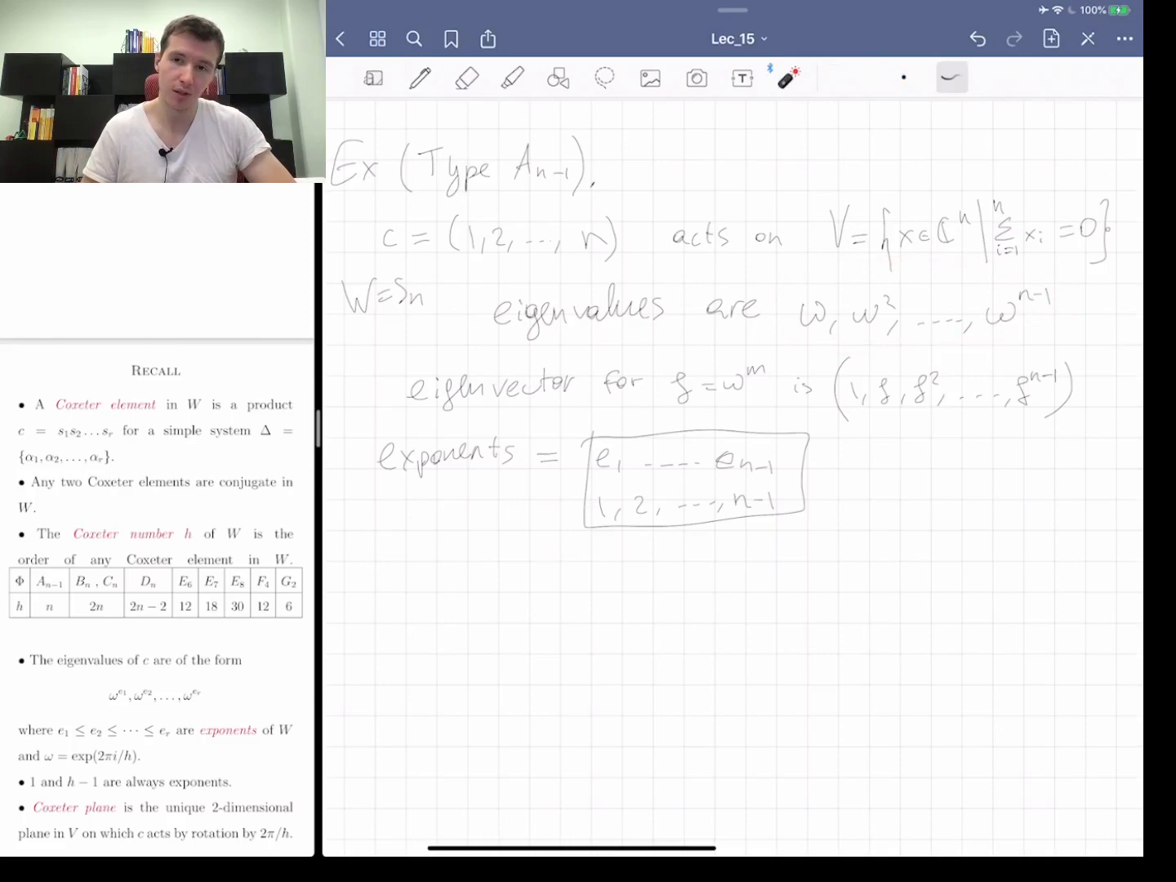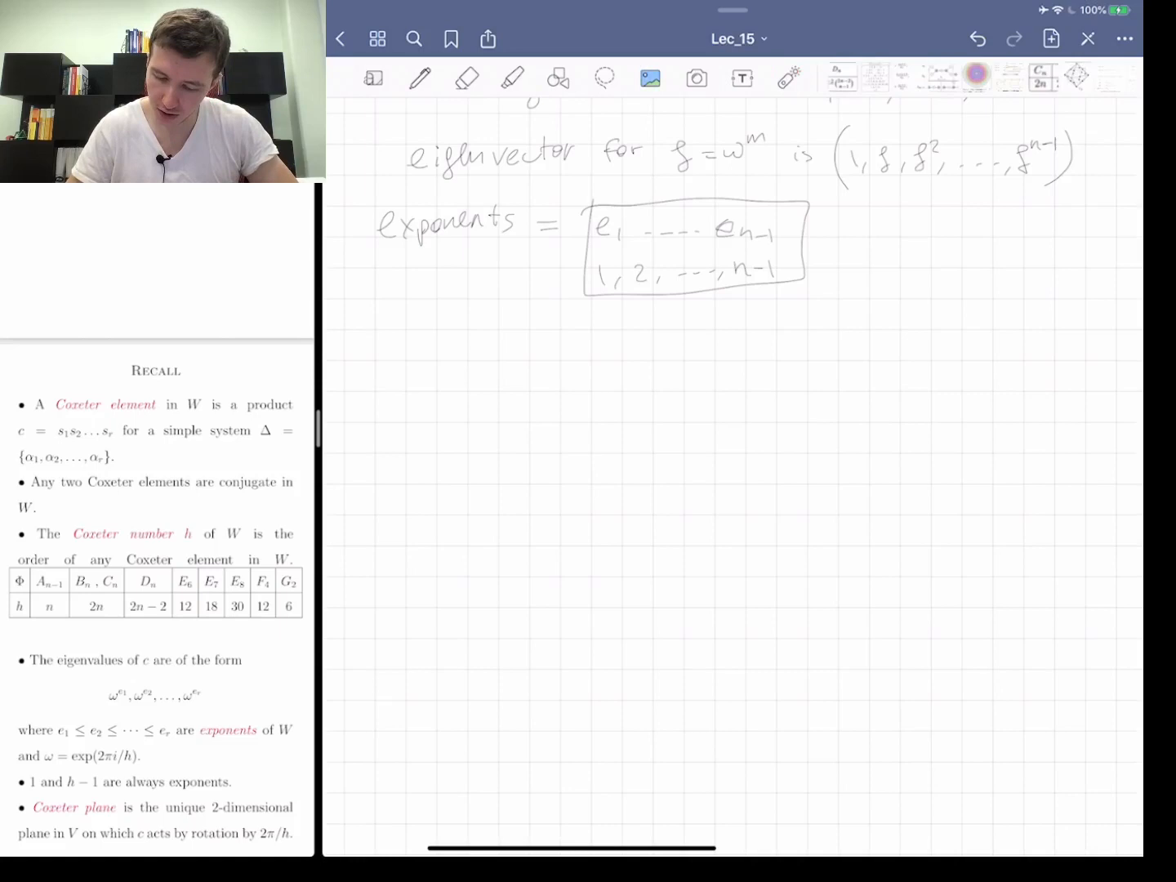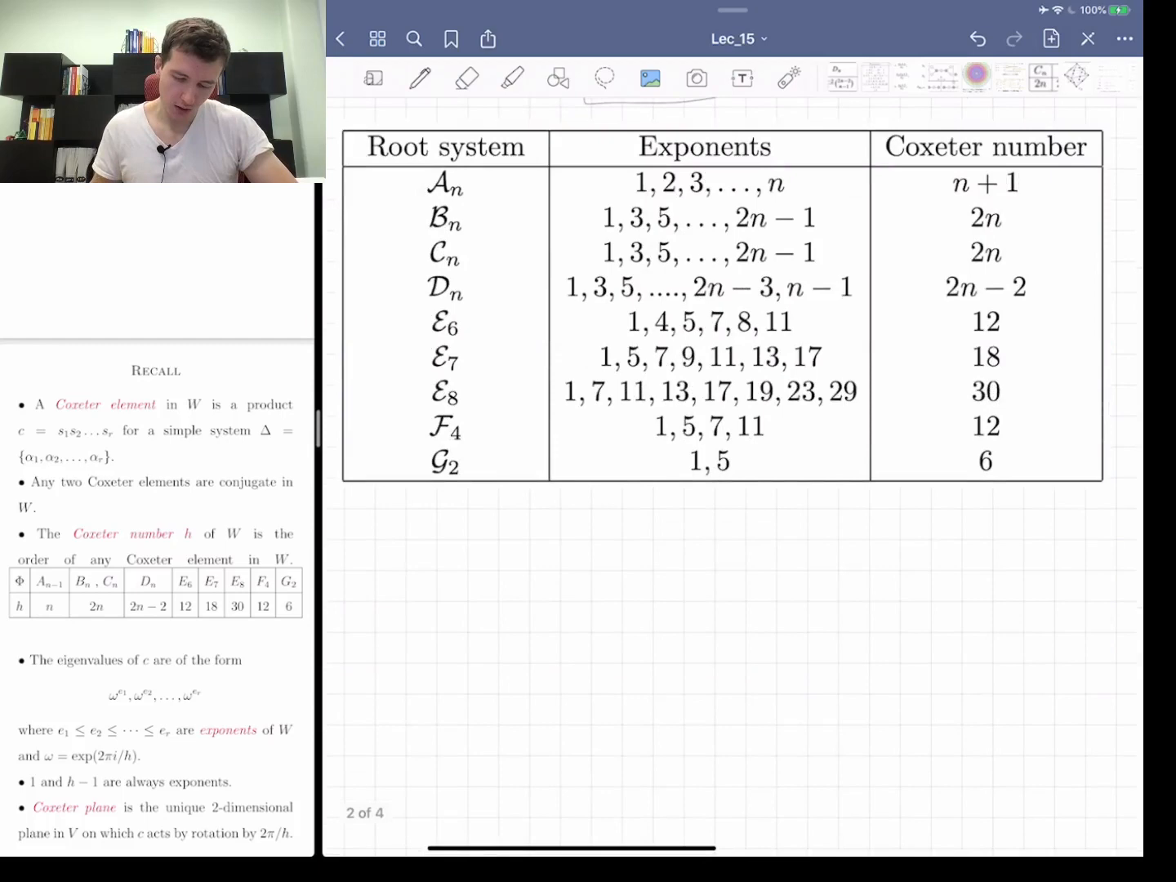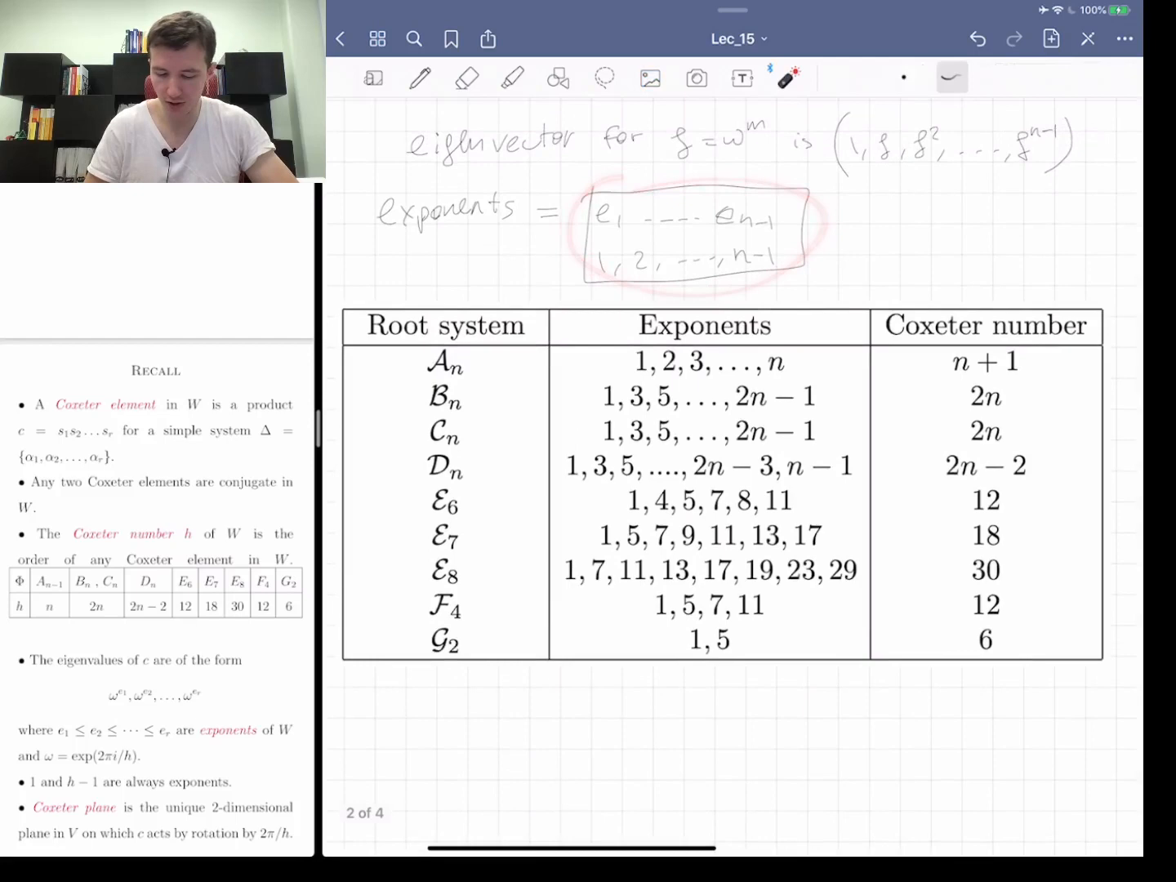So again, there's going to be a table. Here's the table, which I downloaded from some paper on the internet. So here you can see the exponents. We did it for type A_{n-1}. Here it's A_n, so the exponents are from 1 up to n. For type D, they are a bunch of odd numbers together with n minus 1. For E6, E7, E8, well, you get some numbers.